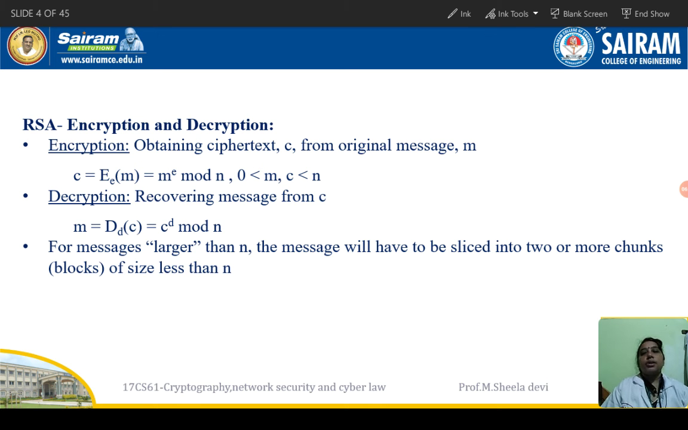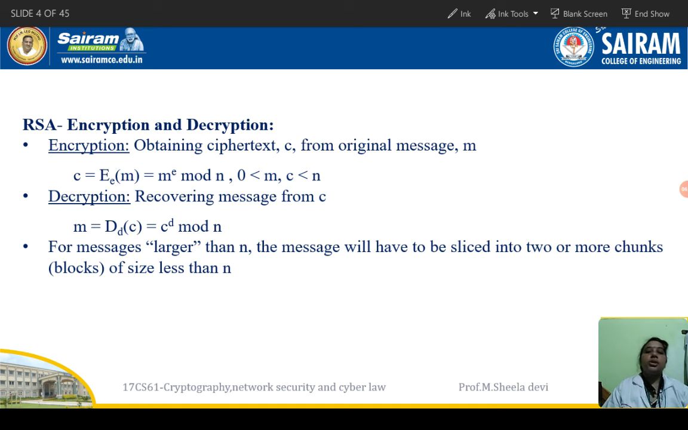Then the decryption. If the receiver gets the ciphertext, he has to convert it into the original message. To decrypt it, he will take the value of d which we generated in the key generation part, that is his own private key, c power d mod n. The ciphertext that he got, he will take and make the exponent the value of d, that is the private key, mod n. If he calculates this, he will get the message.